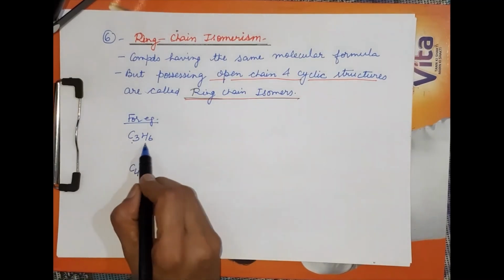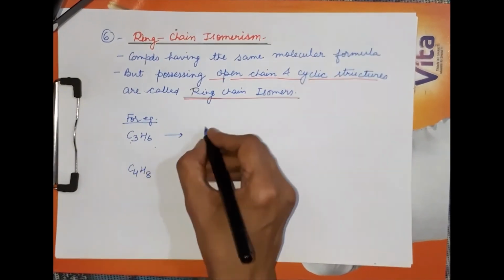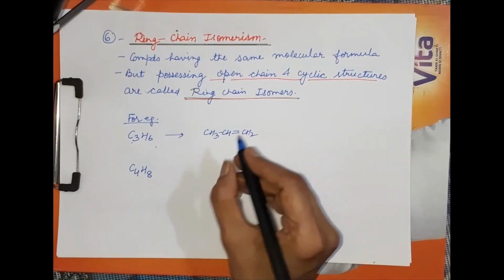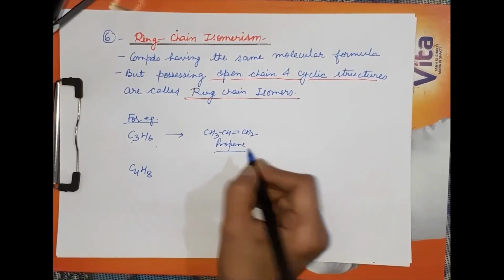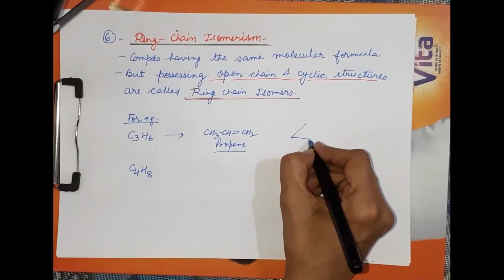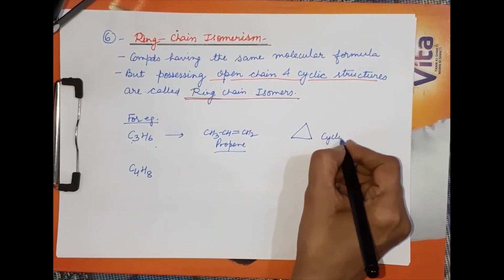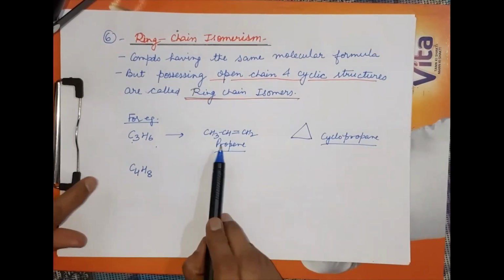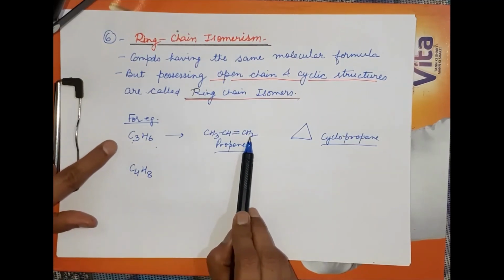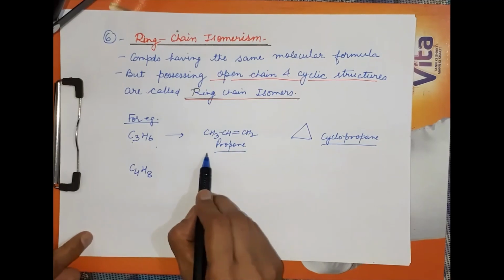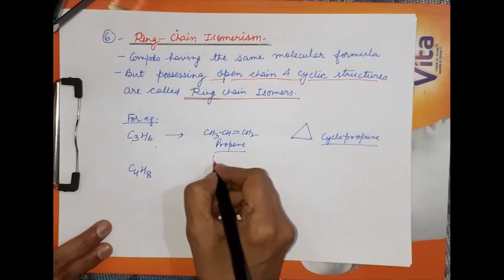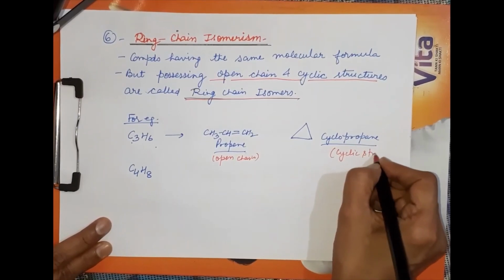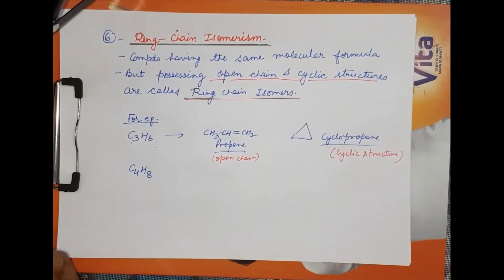If we take C3H6, it can be written like this, CH3, CH double bond CH2. So what is this? This is propene, or we can write it like this also. And this is cyclopropane. So we can see here both of them have the same molecular formula C3H6. So this is the open chain, and this is the cyclic structure. So they are called ring chain isomers.